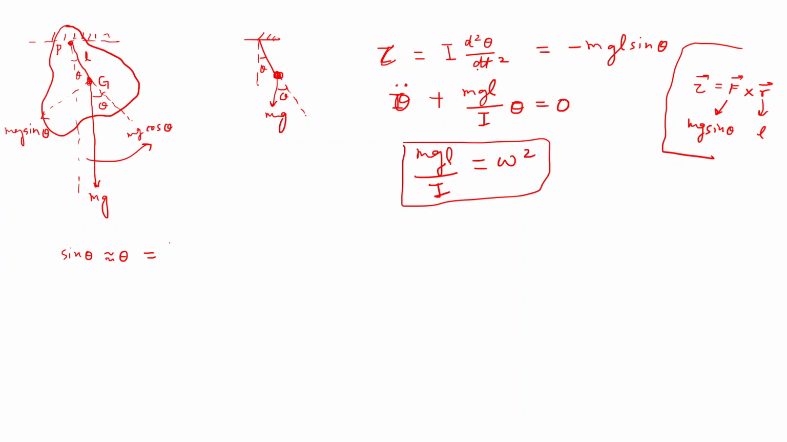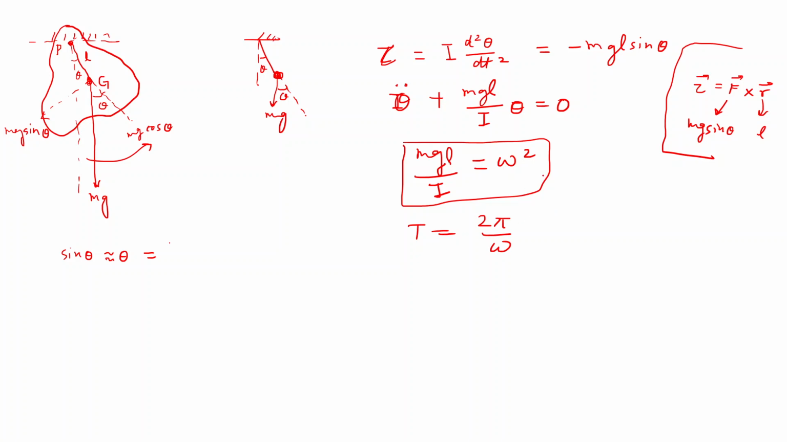As you can see, this is also simple harmonic motion. The same equation, double derivative, and this mgl by I will be the angular frequency here. Thus the time period will be 2 pi by omega.